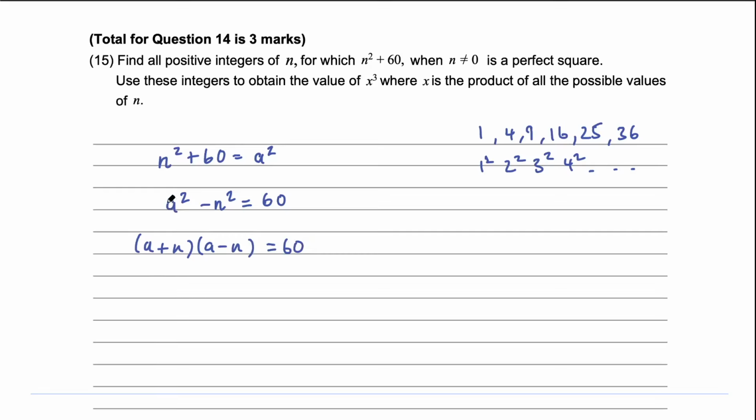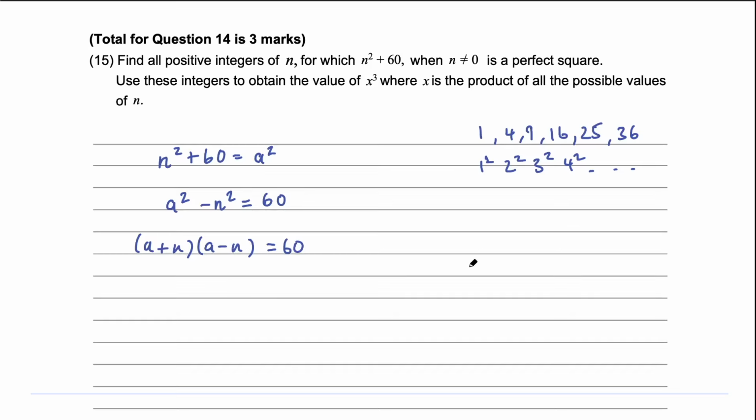So if you expand this out, you'll get a squared take n squared. Now this is useful because it tells us that these two things need to be factors of 60 in order for this to work. Now remember also that they all need to be integers. So n is a positive integer, they've told us that. To get a perfect square, a needs to be an integer. So we're only working with whole numbers here. So these two numbers need to be factors of 60 and they need to be integers.